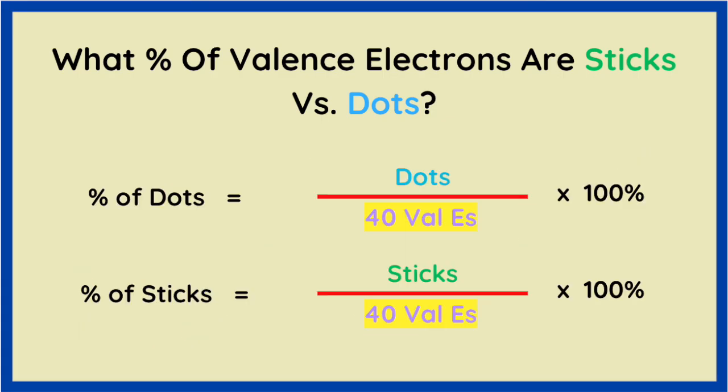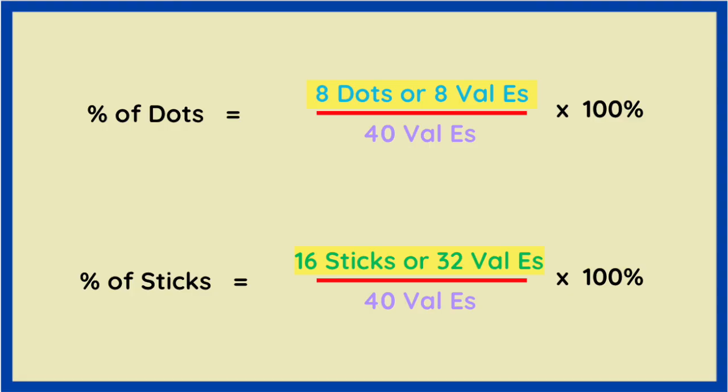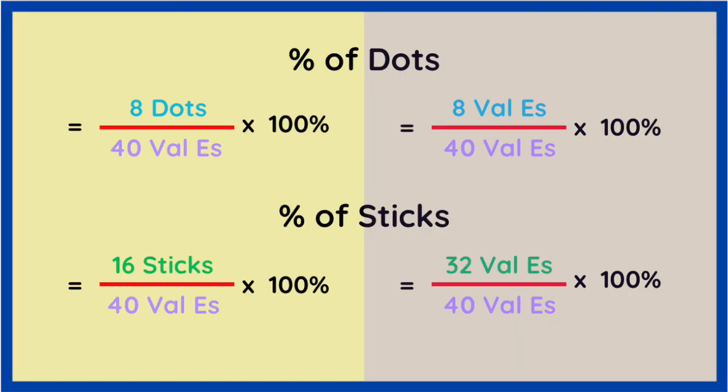We came up with these percent equations earlier to help us, and we know that the valence electrons, 40, go in the denominator. But the question is, what exactly goes in the numerator of these percent equations? Do we use the number of dots and sticks, or the number of valence electrons they each correspond to? There's a clear explanation for why one path is logical and the other is not, but let's try both and see why one works and the other doesn't.